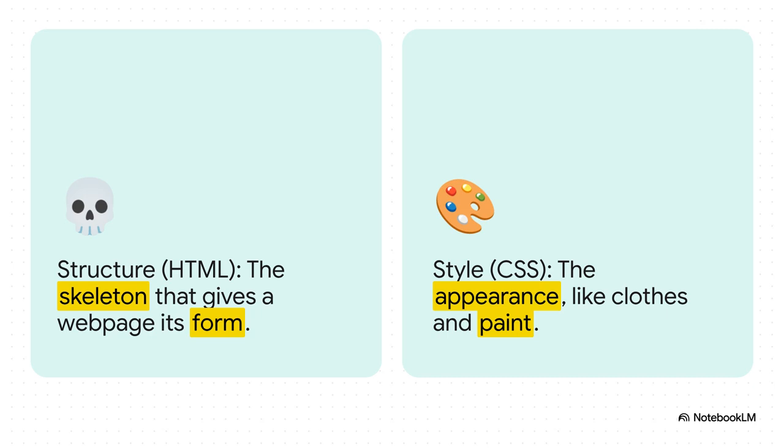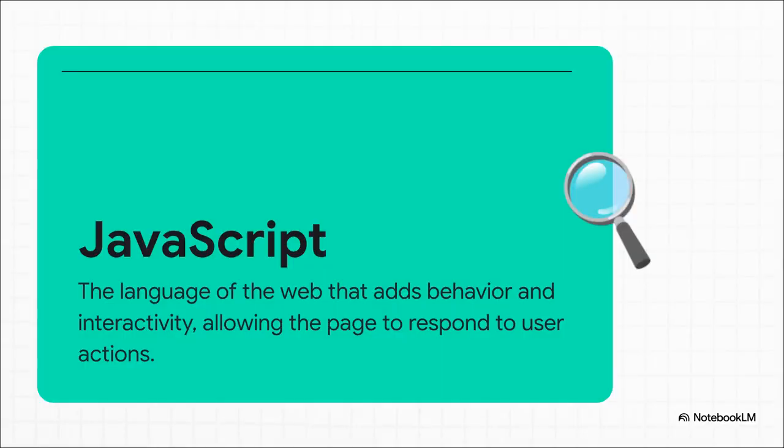Then you have CSS. That's all the style. It's the clothes, the paint, the design that makes it look good. But right now, it's just a static model. It looks nice, but it can't do anything. And this is where our nervous system comes in. JavaScript. It's the third pillar of the web, and it's the one that brings everything to life.